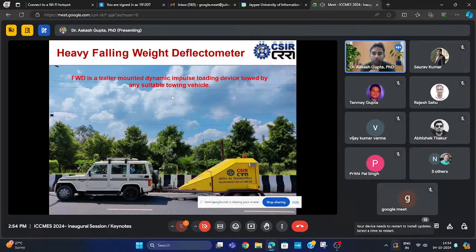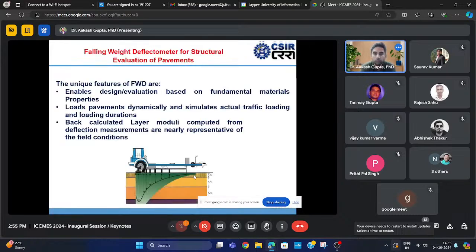Many of you are aware we use the BBD technique, the Benkelman beam technique. It is a kind of similar thing, but in BBD we apply a static load. However, in this falling weight deflectometer, we apply a dynamic load. This is the falling weight deflectometer procured by CRRI, and it is used to measure the structural evaluation of the pavement. In this, we apply a load over the pavement surface, and the deflections are measured using the sensors or geophones.